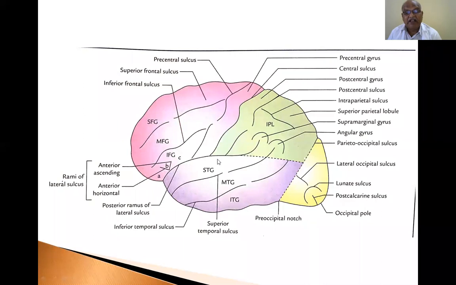For example, this area in the temporal lobe is the motor speech area and the sensory speech area. Like that. So this is the central sulcus. Before the central sulcus is the motor area; behind the central sulcus is the sensory area. All these areas are numbered by Brodmann up to 47. So this entire cerebral hemisphere, that means frontal, parietal, occipital, and temporal, is divided into 47 functional areas.